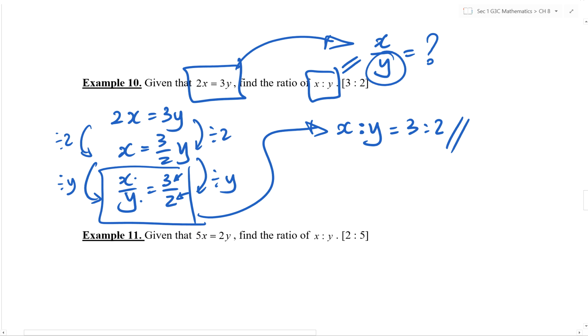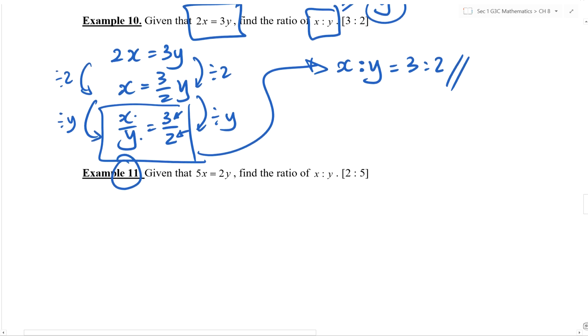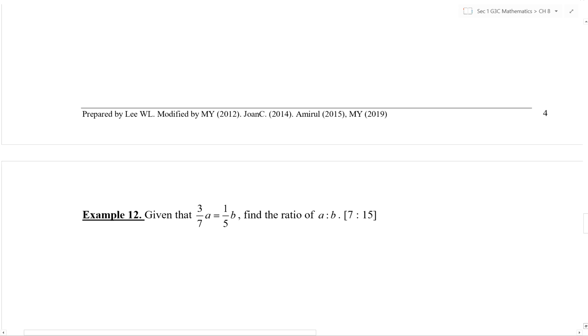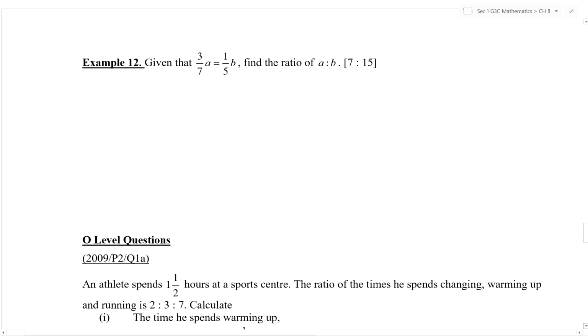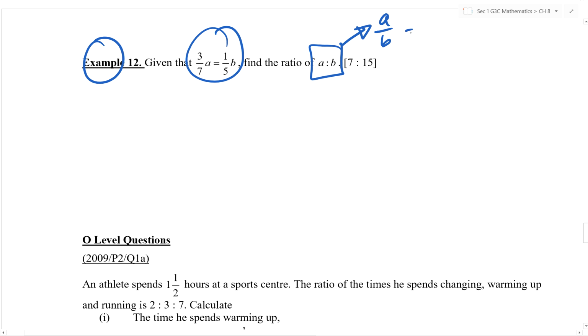So please try it for yourself for example number 11. Example number 12 is the same type of question. Since they want A is to B, rewrite the original equation as A over B and your answer will be clear.